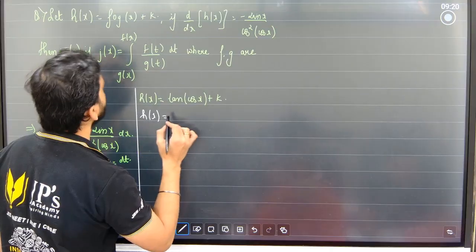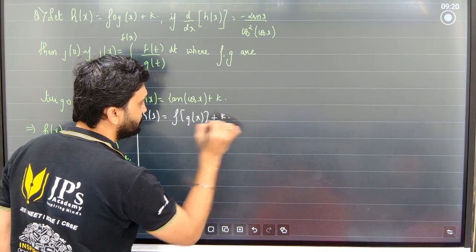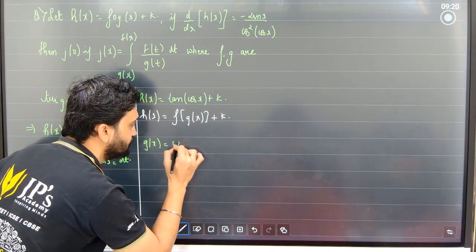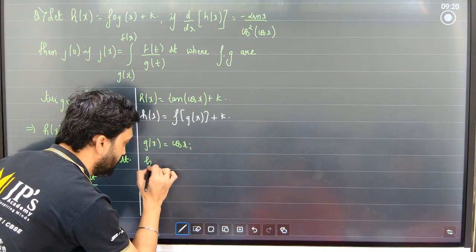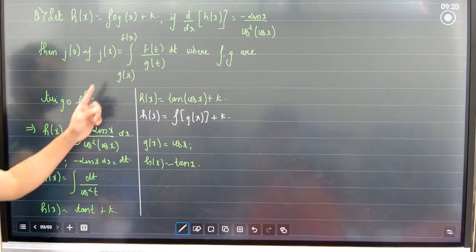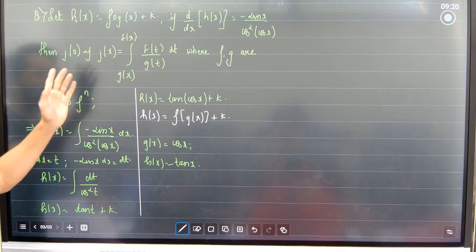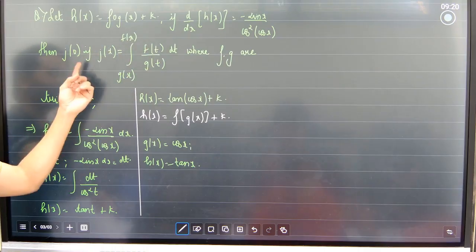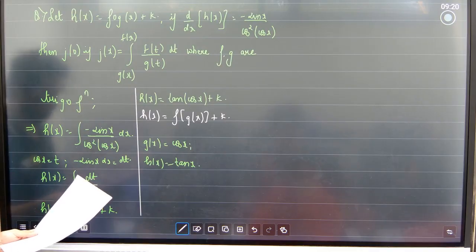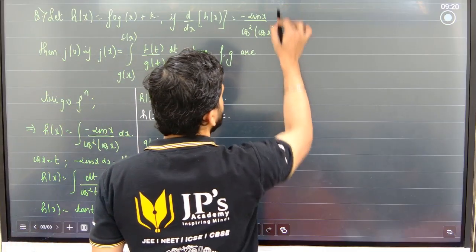H of x is equal to f of g of x plus k. So my g of x is cos x, my h of x is tan x. So I have got f of x g of x ka value. They have given me f of x g of x ka value, and they are asking if this is given to this h of x, and g of x is nothing but f of t and g of t, right? Now this is the first part that we have done. Now next part is given here.